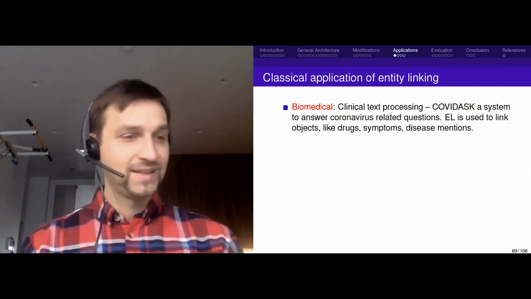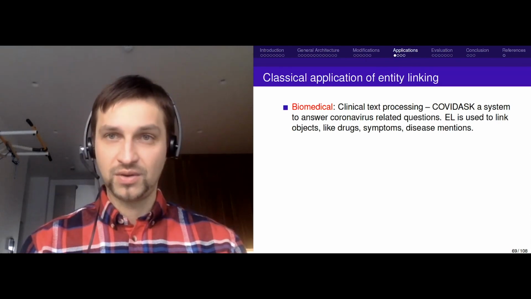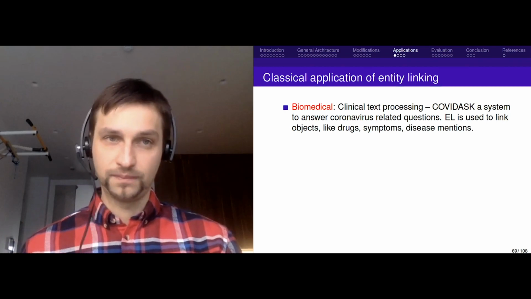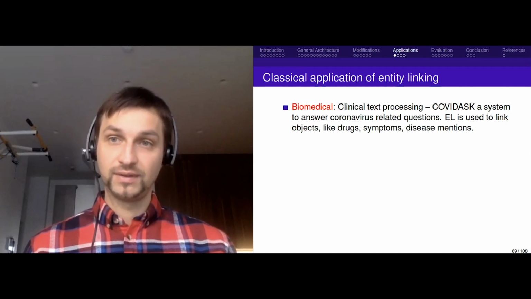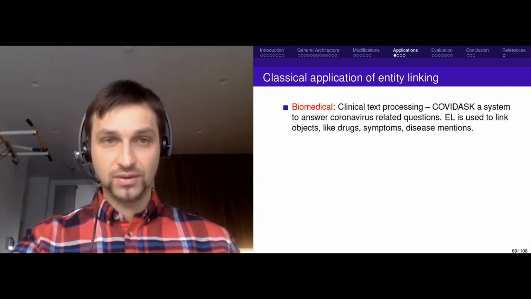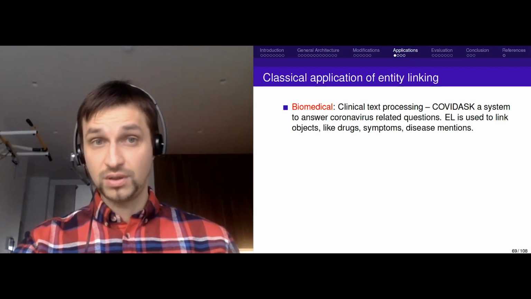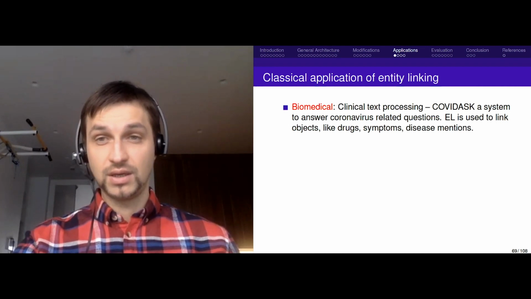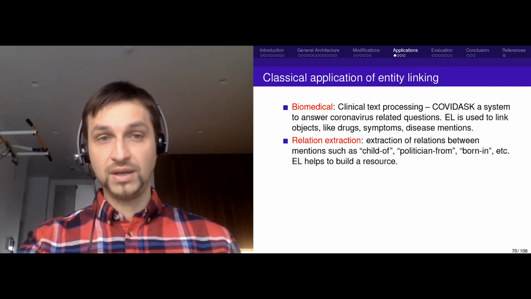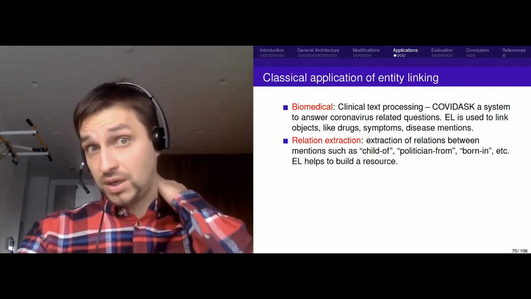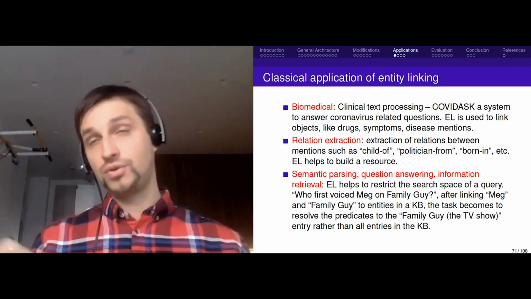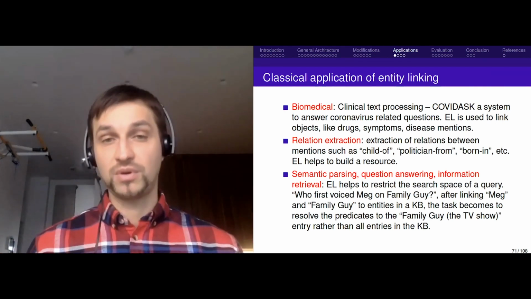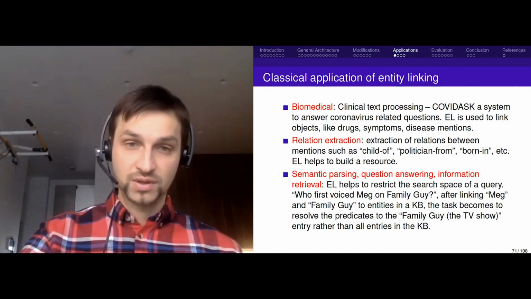Okay, so now I'll try to go quickly through different ways how you can use entity linking. So I think we have like 5 more minutes. Yeah, sure, approximately. Okay. So the classical approach is to apply entity linking in semantic applications such as biomedical and relation extraction. But also you can use applications like I showed in the beginning of my presentation, like semantic parsing, question answering. So this is a big thing.